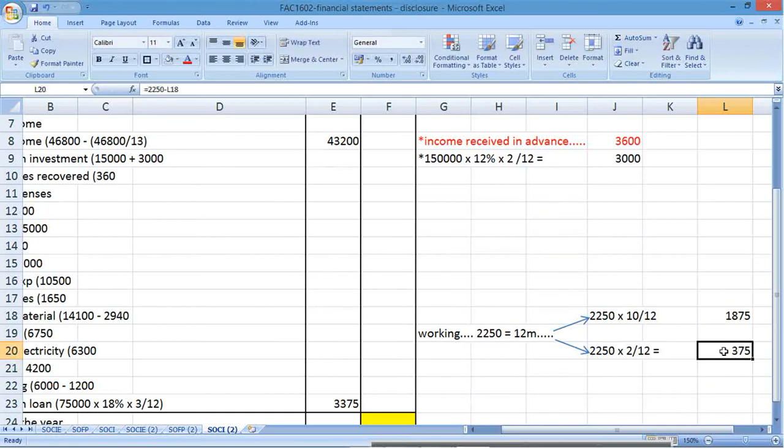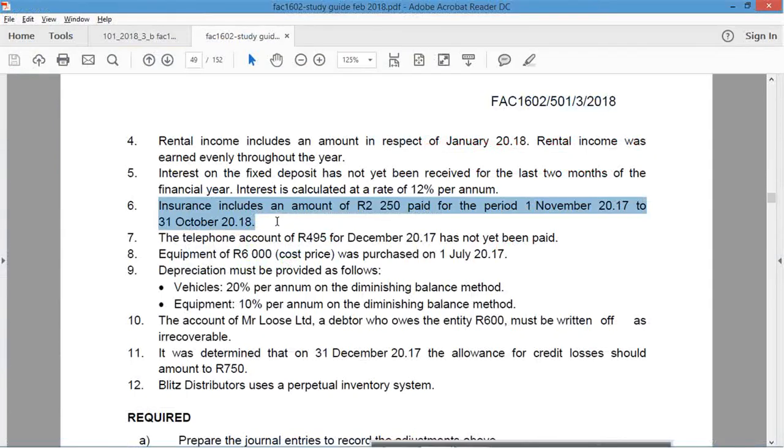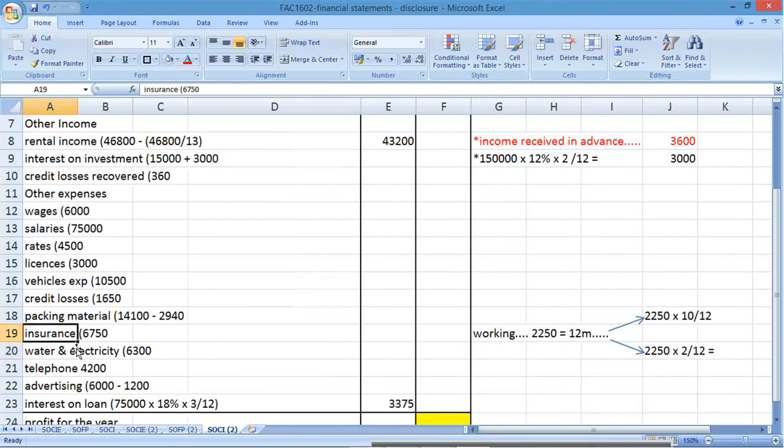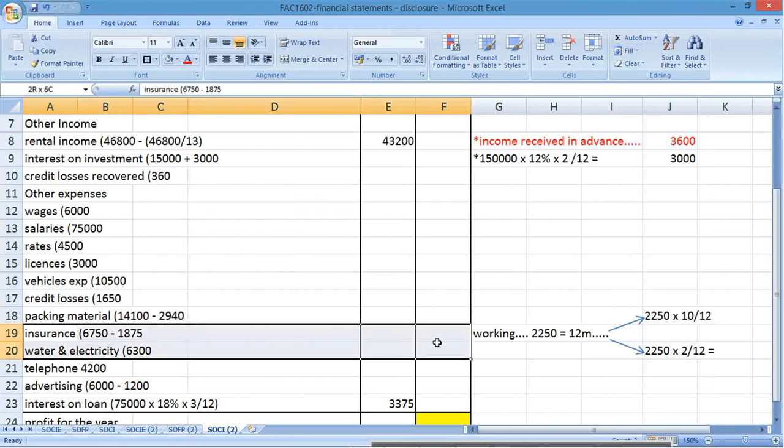Okay, so what am I going to do with 375? Leave it. What am I going to do with this? You're going to add it. Minus it. Okay, why? Because it's been prepaid, so it's too much. Exactly. Where's insurance? There's insurance. What is the amount? It is 1875. Right, and where else am I going to show the 1875?